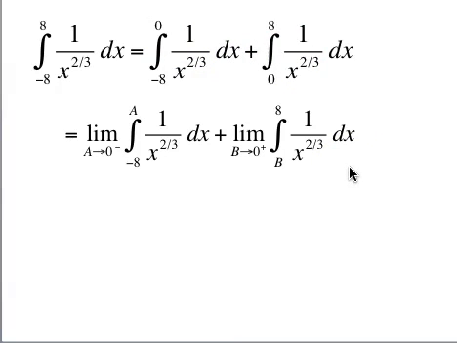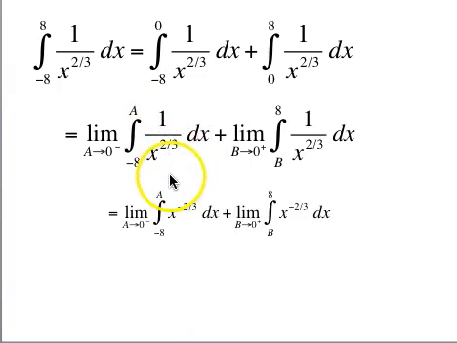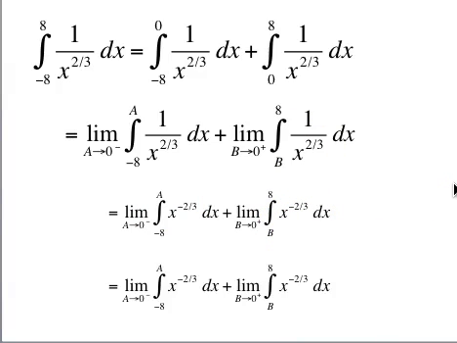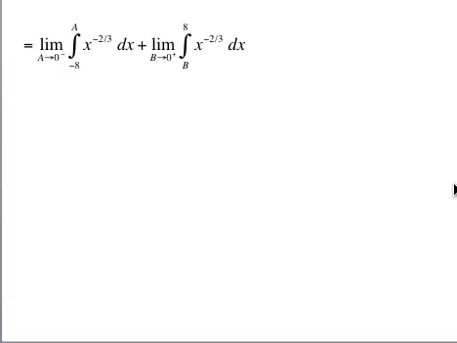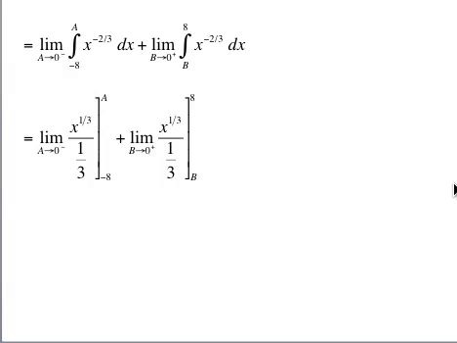At this point, I'm able to go ahead and evaluate the antiderivatives, rewriting 1 over x to the 2/3 as x to the -2/3 in both cases. So to do the integral of x to the -2/3, kick up the exponent by 1. -2/3 plus 1 is +1/3. So this will be x to the 1/3 over 1/3 as we go from -8 to a. Similarly, x to the 1/3 over 1/3 as we go from b to 8, which is what we have here.